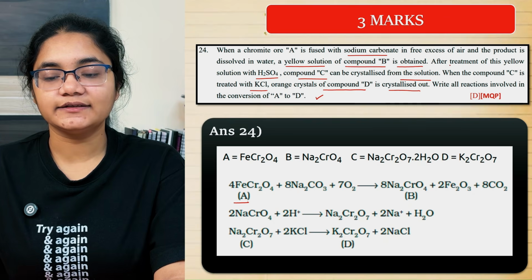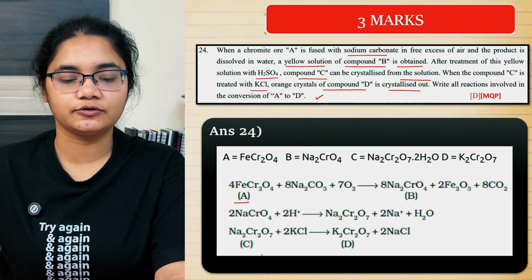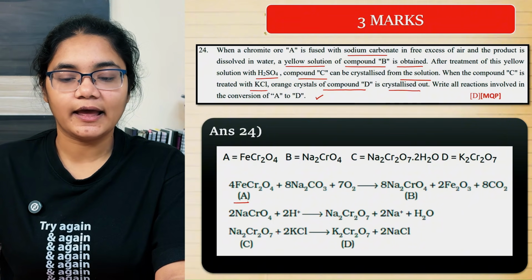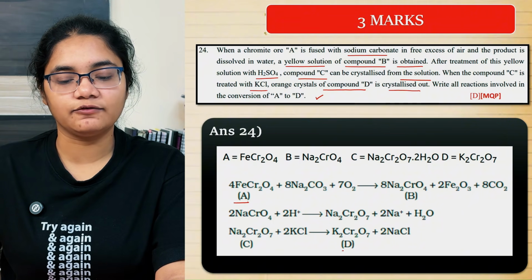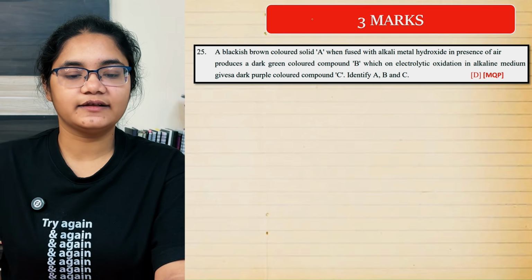Okay. Next, after the treatment of this one, the compound C can be crystallized from the solution. So that is your sodium dichromate. And then that is treated with KCl to give you orange crystals, which is your potassium dichromate. Clear? Okay, next question number 25.